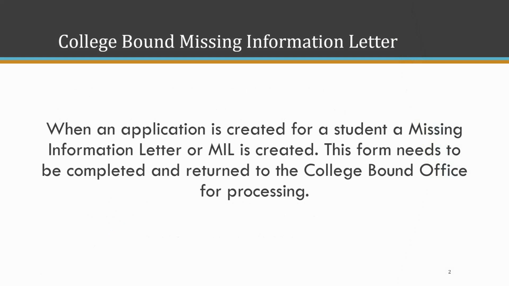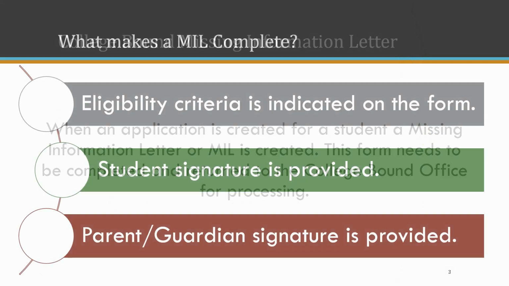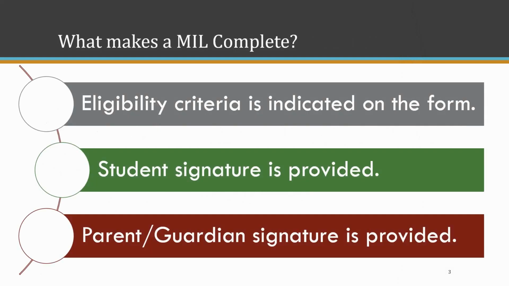When an application is created for a student, a Missing Information Letter, or MIL, is created. This form needs to be completed and returned to the College Bound office for processing. What makes an MIL complete? The eligibility criteria is indicated on the form, the student signature is provided, and the parent or guardian signature is provided.